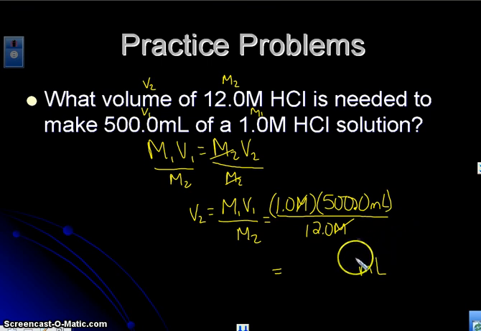You can actually do that with any volume unit. Now, there will be times when you do have to convert them. We'll go through an example. But for this problem, go ahead and pause and punch it into your calculator. You should get 42 milliliters, 2 sig figs, in our answer.